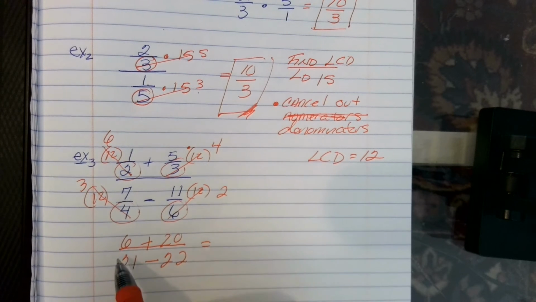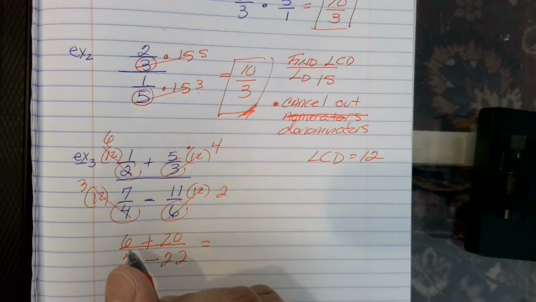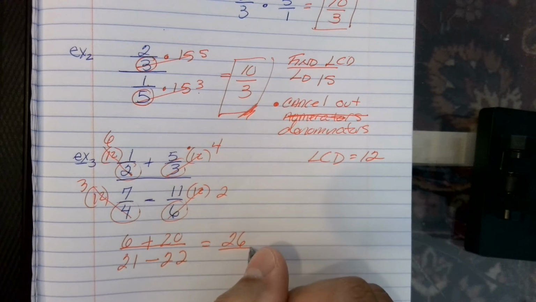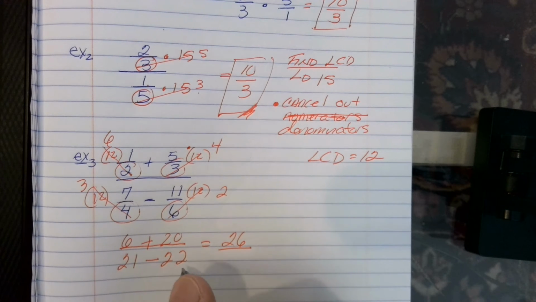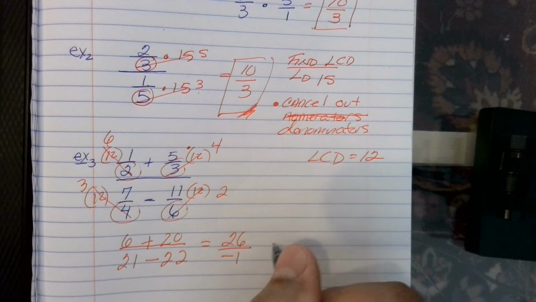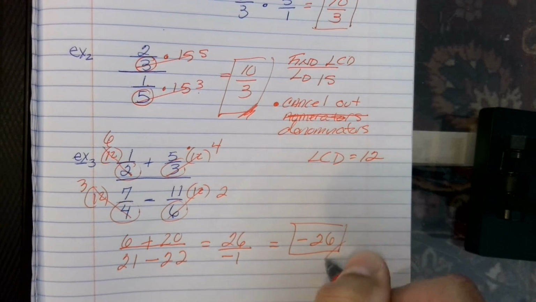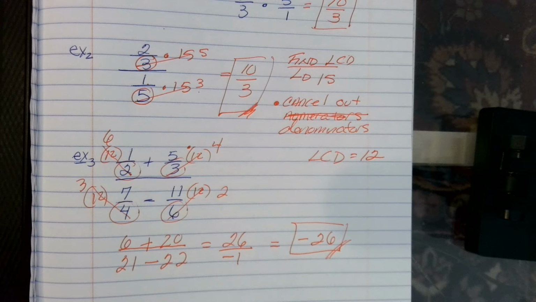And now we could perform the operation of the numerator and denominator. 6 plus 20 is 26. And 21 minus 22 is a negative 1. And we could simplify that to negative 26.